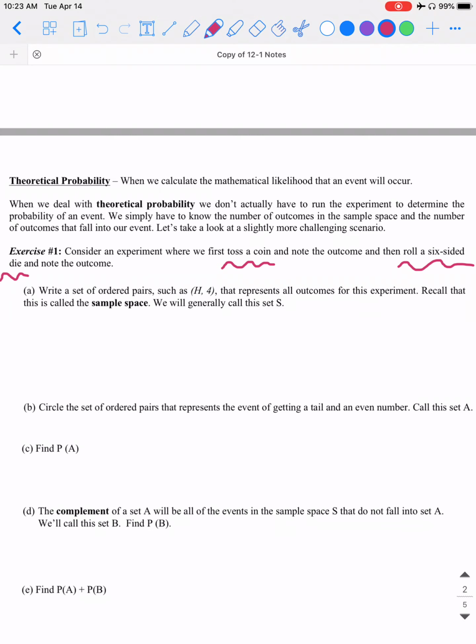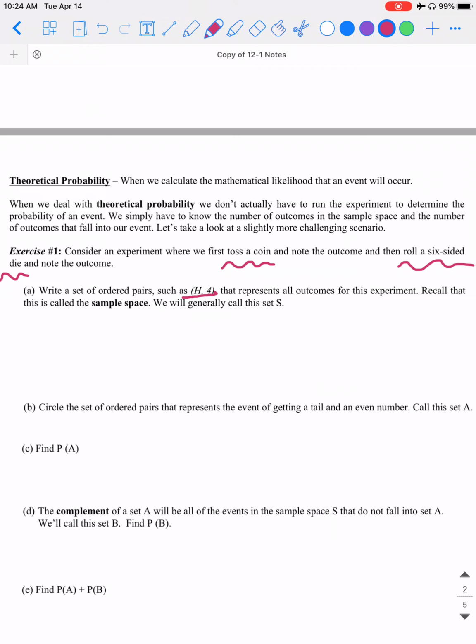So part A wants us to write a set of ordered pairs such as H4 that represents all outcomes for this experiment. So in this case, the H, 4 would represent heads up and rolling a 4. So this is called a sample space, since we're writing out all of the outcomes. We usually call this set S.